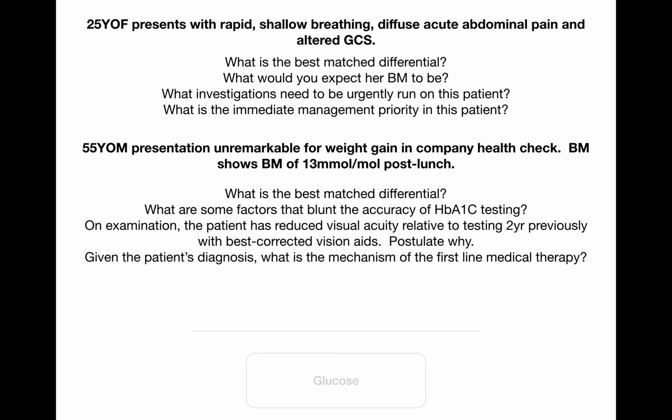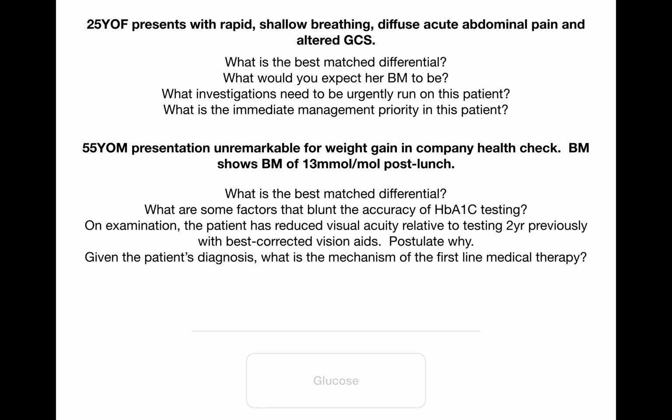On examination, the patient has reduced VAs relative to testing 2 years previously with best corrected vision. Postulate why. Pause the video. So in diabetes, one of the first things to go are your eyes, diabetic retinopathy, and that's because the capillaries that power the retina are the finest capillaries in the body. So you get a lot of microvascular damage in diabetes, and the eyes are more susceptible. So the patient has decreased VAs because of that, but also the raised glucose levels can cloud cataracts as well. So it can cloud the lens, give you opacities. Yeah, and that's a sort of subacute presentation of diabetes. So there's a few reasons why.